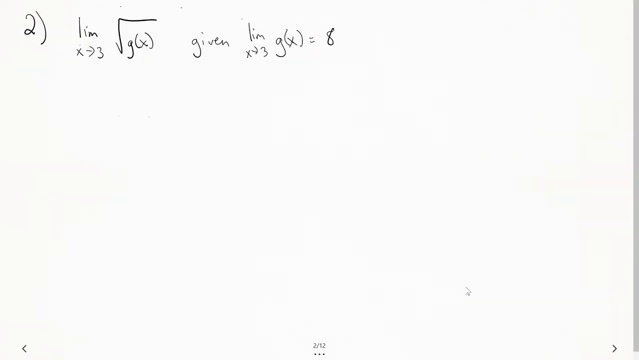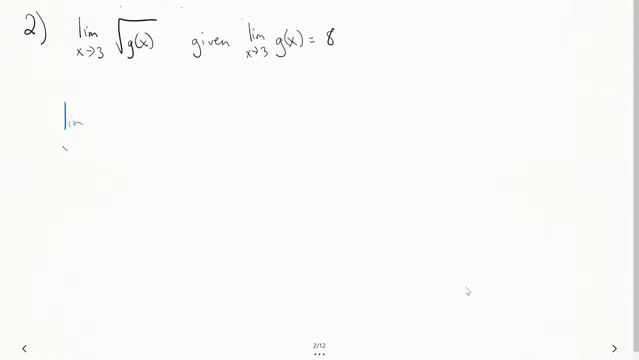Okay, so moving forward. Our next one looks really scary, but these ones are usually a lot easier. The limit as x approaches 3 of square root of g of x, given that limit as x approaches 3 of g of x equals 8. This one a lot of people struggled on. The nice part is, though, this square root business in this case is a constant. So here's the cool trick that you can do with the limit.